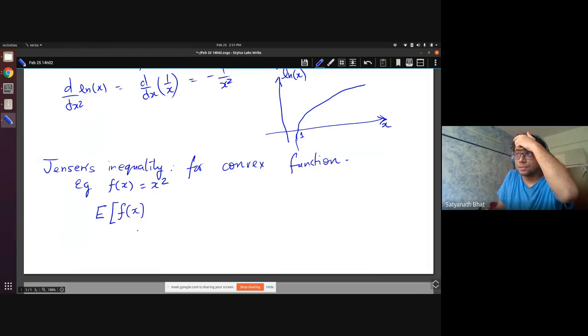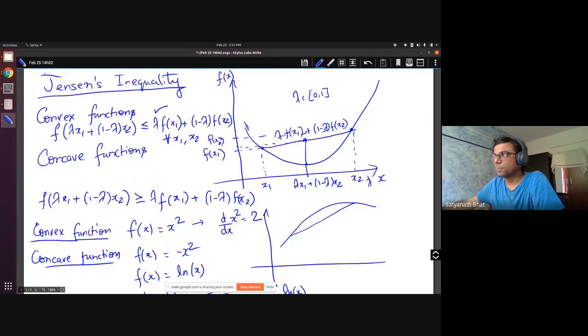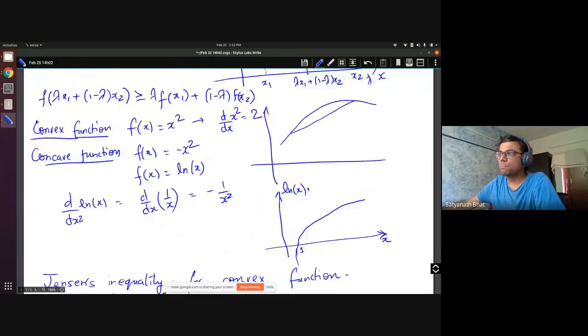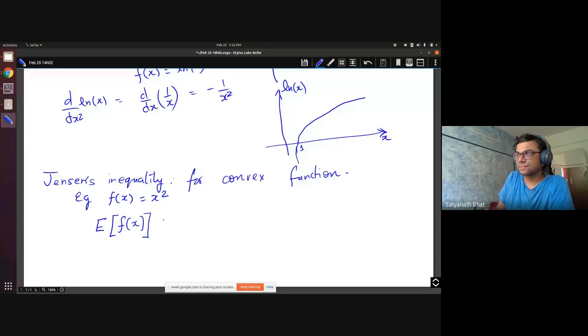What it says is that the expected value of f of x, if you come back to the function, will be something like the line. This has to be bigger than f of expected value of x.